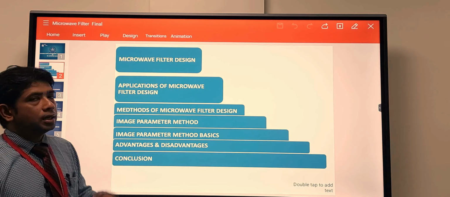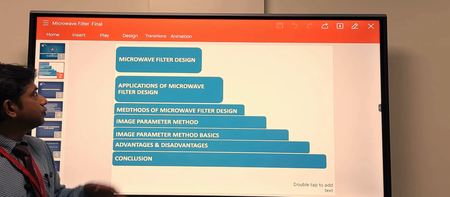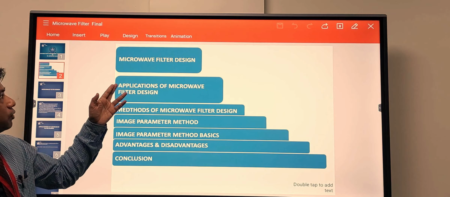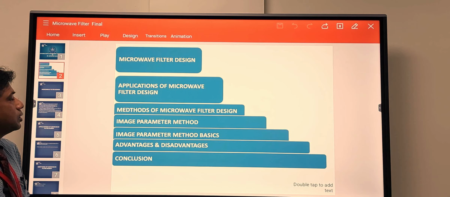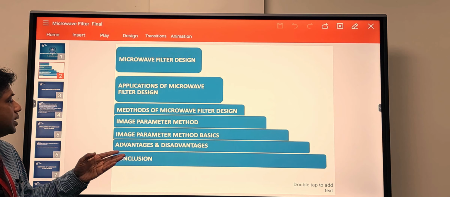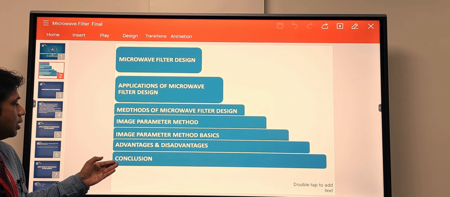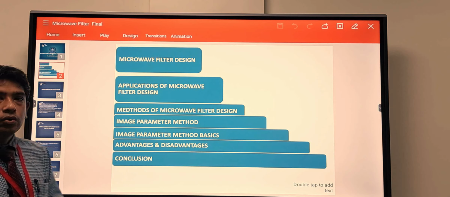So these are the topics and subtopics that we are going to study today: microwave filter design, applications of microwave filter design, methods of microwave filter design, image parameter method basics, advantages, disadvantages, and conclusion.